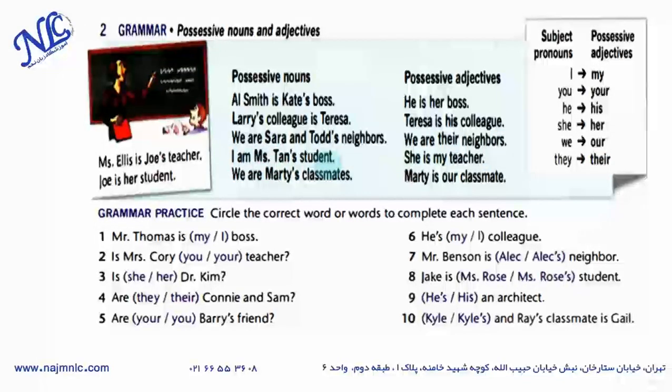I am Miss Tan's student. So she's my teacher. We are Marty's classmates. Marty is our classmate. Okay? Now here, grammar practice. Please circle the correct word or words to complete each sentence. You have 10 seconds.